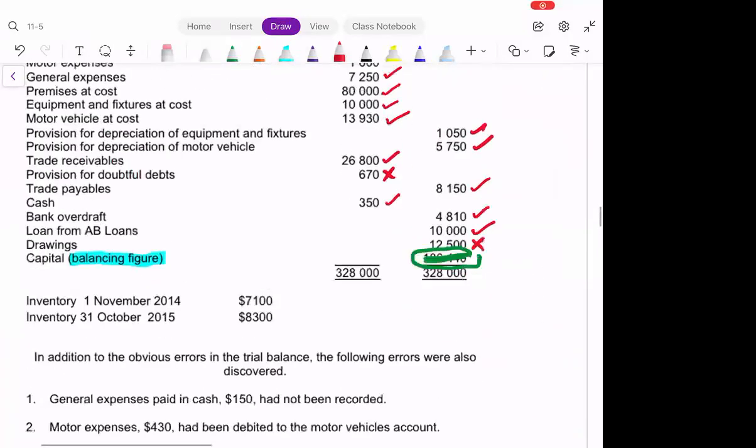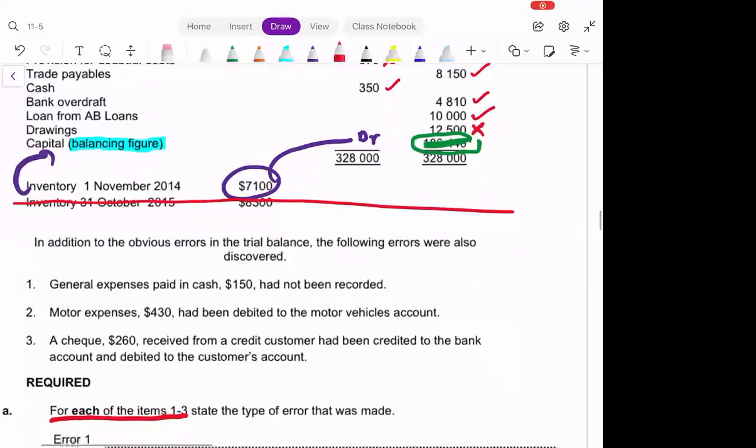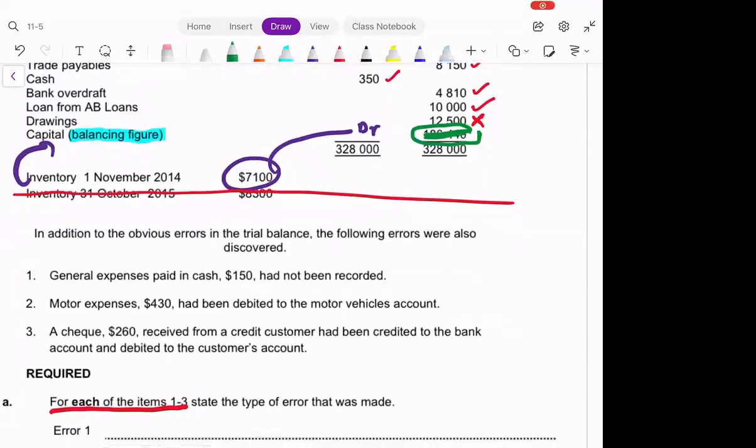Okay, now this opening inventory will be included in the trial balance on the debit side. But the closing inventory, no need. Cancel the closing inventory. For the opening inventory, you need to prepare the trial balance again. Then include the opening inventory. Additionally, we have some problems. In addition to the obvious errors in the trial balance, the following errors will also be discovered.